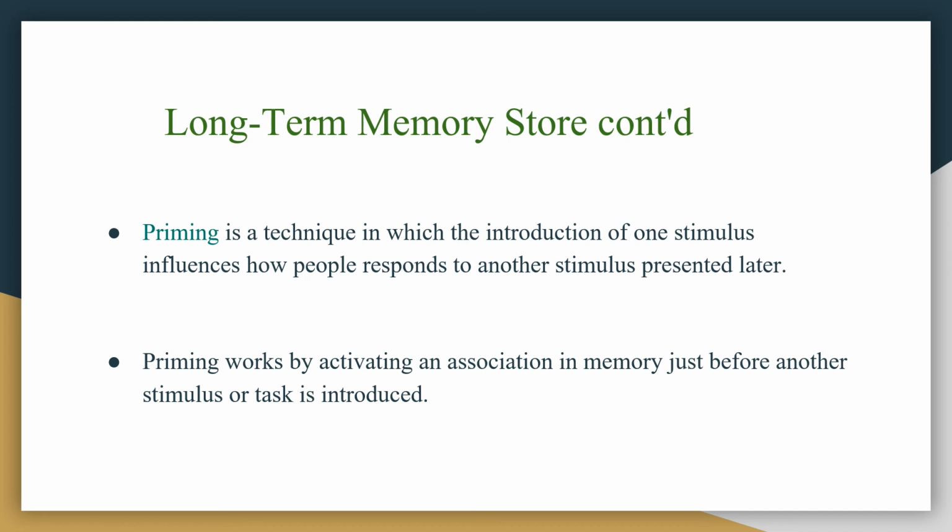Priming is a technique in which the introduction of one stimulus influences how people respond to another stimulus presented later. Priming works by activating an association in memory just before another stimulus or task is introduced. An example of priming would be exposing someone to the word blue, as this would evoke a faster response to the word sky than it would to unrelated words such as television and radio.